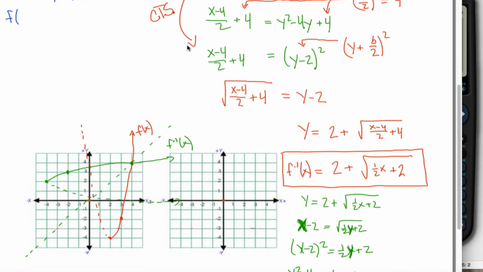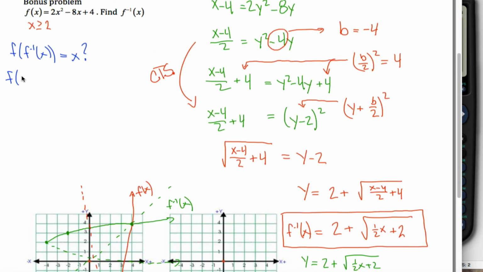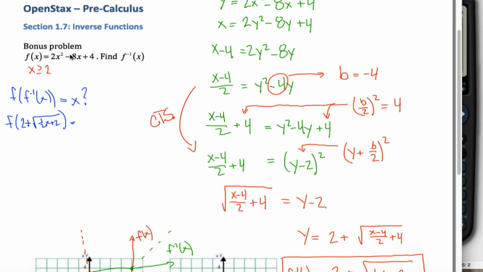F inverse of x, we figured out down here, was 2 plus the square root of 1/2 x plus 2. And so since I have this blueprint for f of x, I can copy this, except everywhere I see the letter x, I instead write all this stuff. So I get 2 times, and then instead of writing the letter x, I'm going to write 2 plus the square root of 1/2 x plus 2, squared. Then minus 8x, but instead of writing x, I'm going to write all that stuff that was in the parentheses, plus 4.